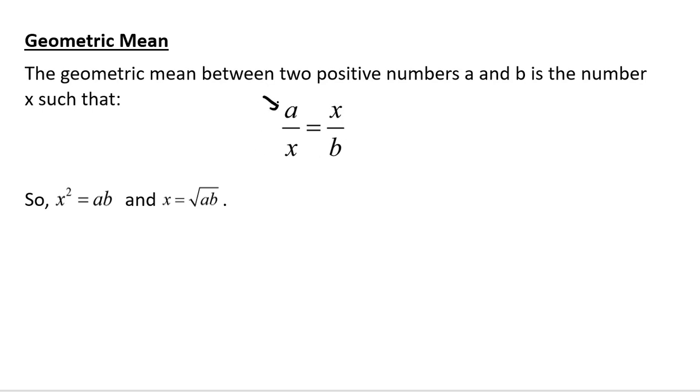So I believe a and b are called the extremes, and the x are called the means. That's not something I want you to know, I just want to give some context. Another way of saying that is if we cross multiply, we get x squared equals ab. So therefore, x equals the square root of a times b.